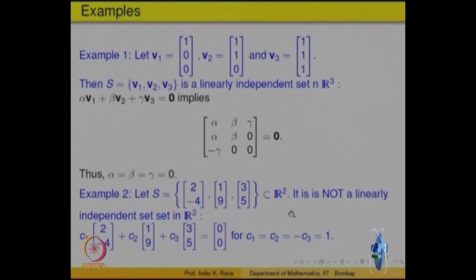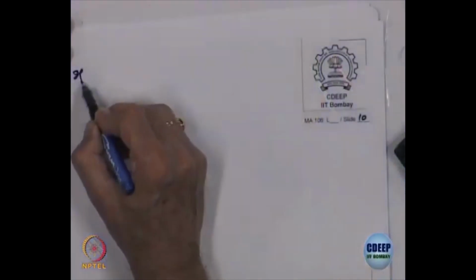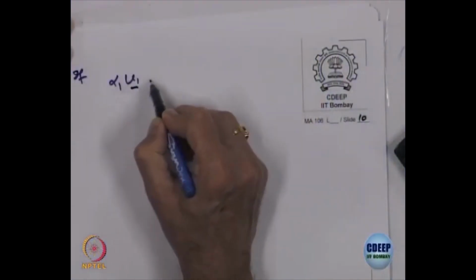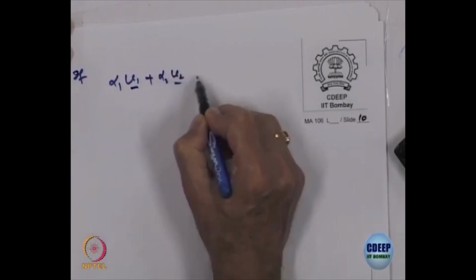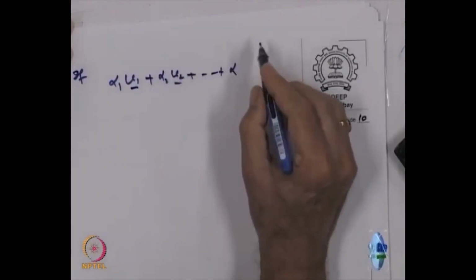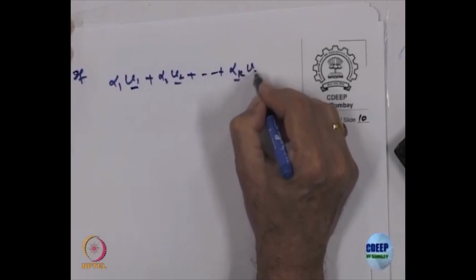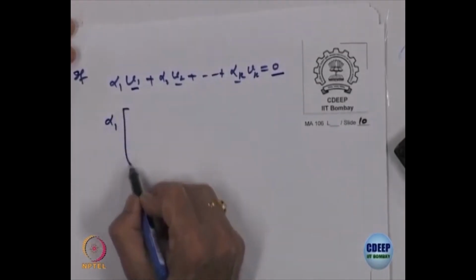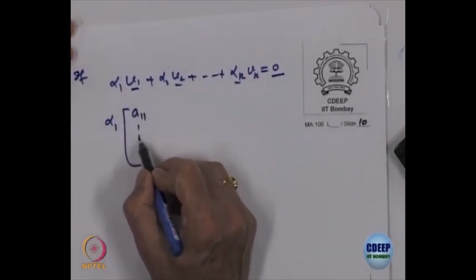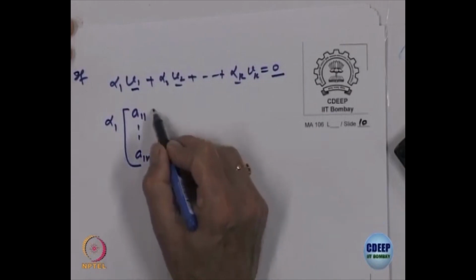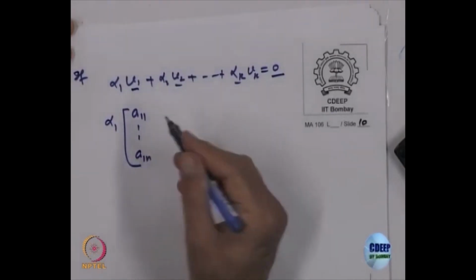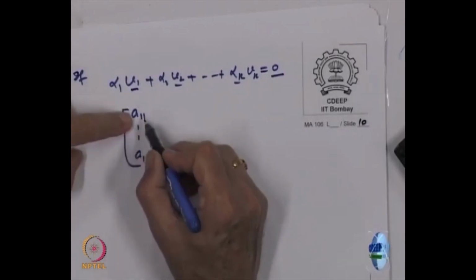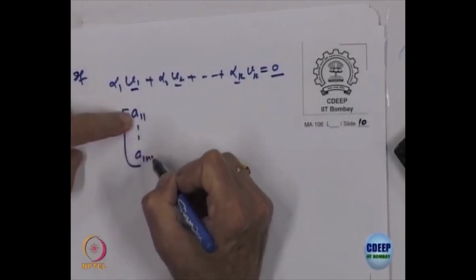Can you see the reason why it should be? Let us just write and see why that should be true. If alpha 1 V 1 plus alpha 2 V 2 plus ... alpha k V k is equal to 0, that means alpha 1 of A 1 1 to A 1 n, or probably I should write it the other way around. V 1 has got n components.